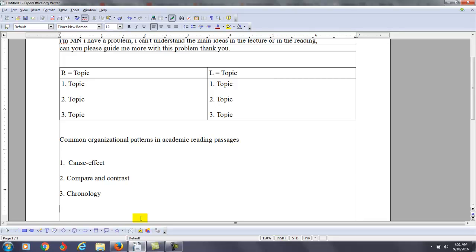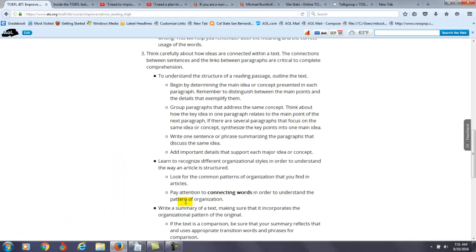So that's also important. There's other things. Maybe you're looking at an argument. The writer is making an argument about something and giving specific reasons as to why he or she believes a certain way. So you want to follow that. So whether the reading passage follows cause-effect, compare and contrast, chronology, argument, and so on, you want to try to follow that organization, and that will help you with your note-taking process.